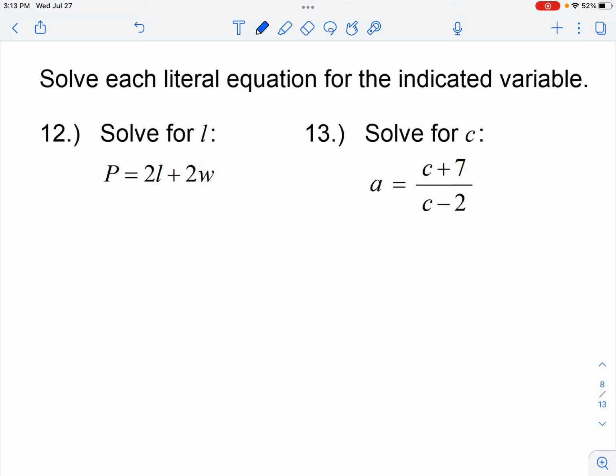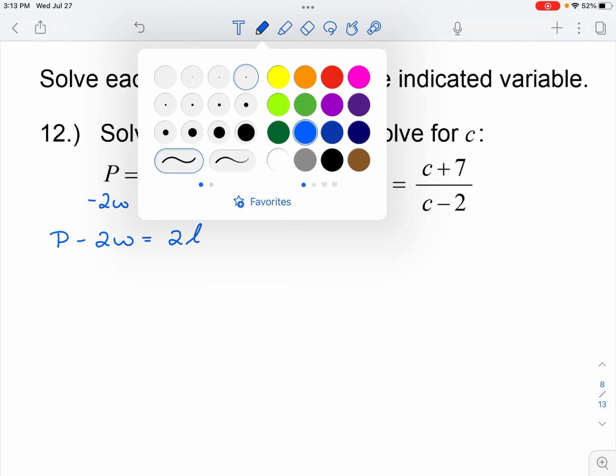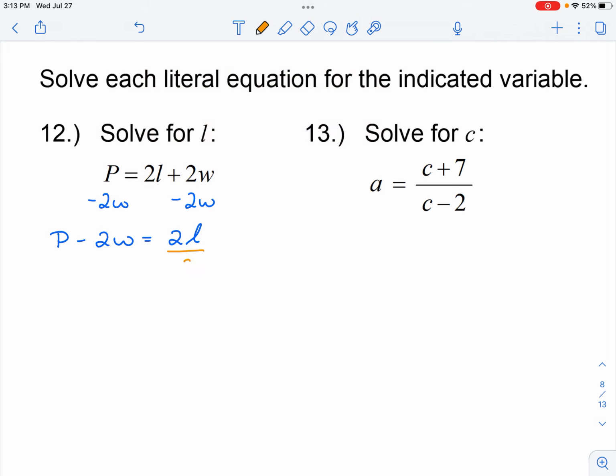So on problem number 12, we want to solve. It says L equals, solve for L. So the first thing we're going to do is take away the 2w from both sides. Now p and 2w are not like terms, so I'm just going to write p minus 2w. And that is equal to 2L, all right? Now I want the L totally by itself. So I'm going to divide everything through by 2. So divide out the 2 and then divide out the 2.